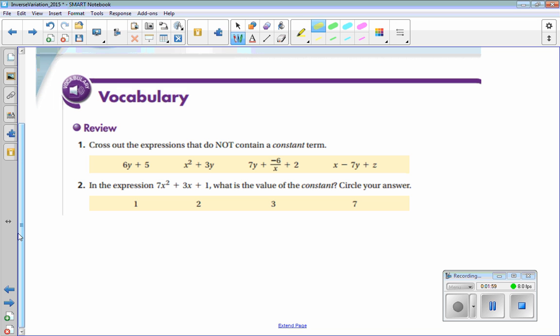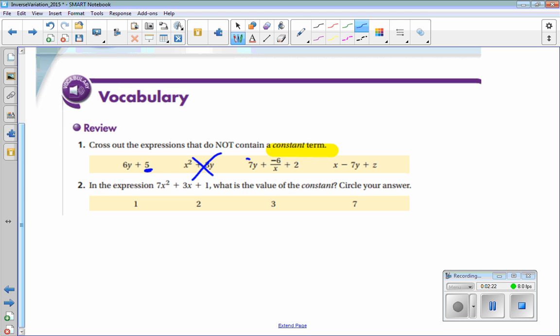But let's go ahead and think about what a constant term is. Cross out the expressions that do not contain a constant term. You don't have to write this down, but just pay attention. Does this one have a constant? Yeah. What is it? 5. Good. So it has a constant term. How about the next one? Any constants? No, so we're going to cross it out.